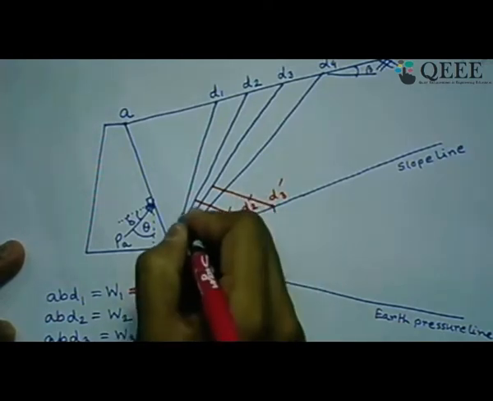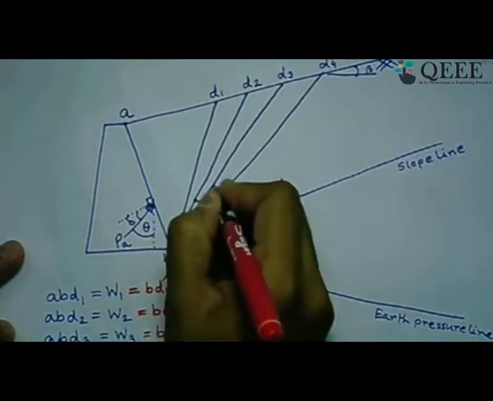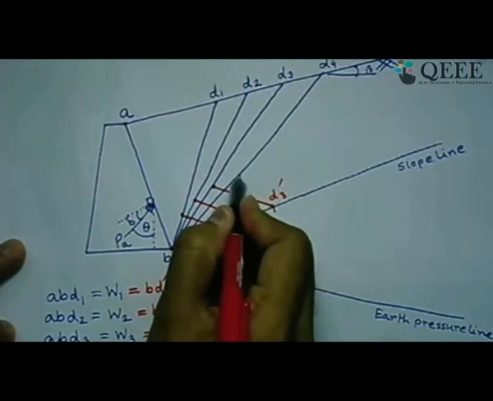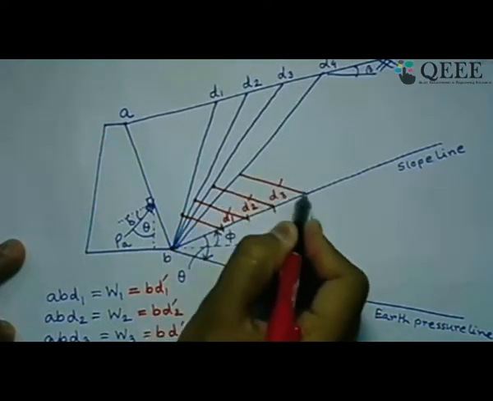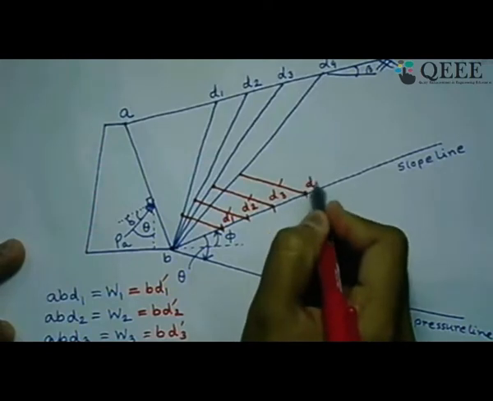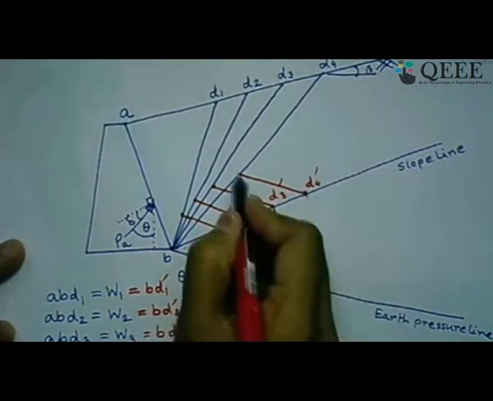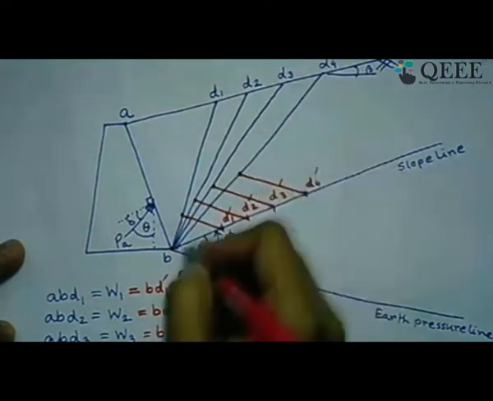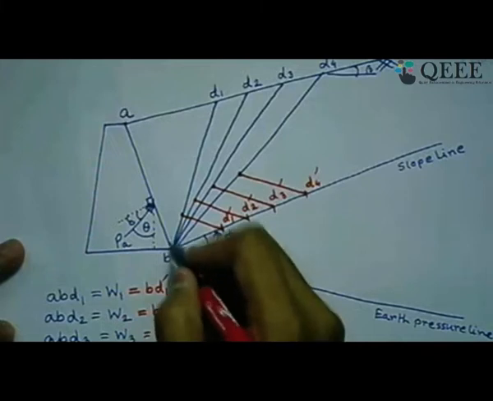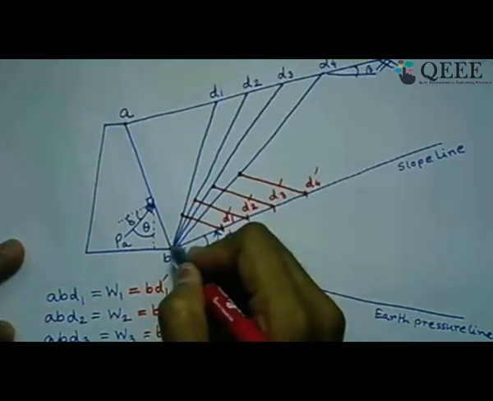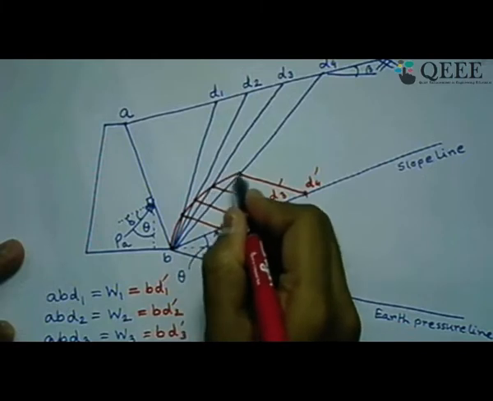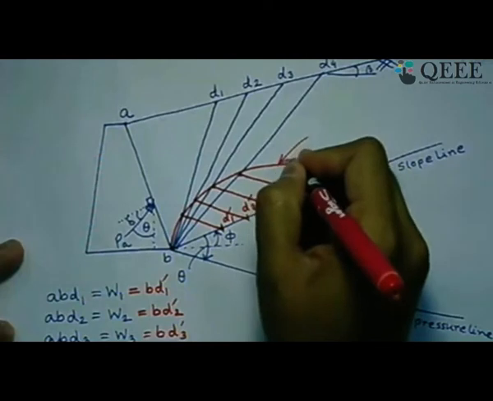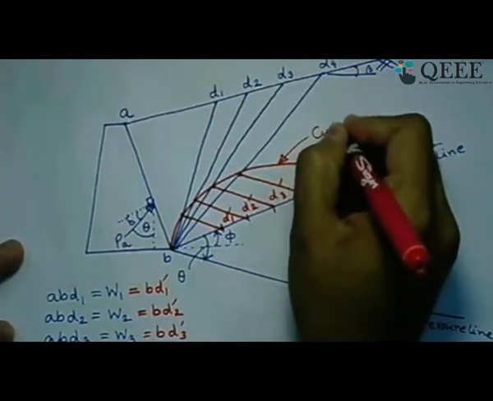Wherever they intersect their corresponding failure plane, similarly another line will be somewhere here. Let us say this is our D4 dash. So this is the next point. Like that we will get several points along all those failure planes. Now we should draw a smooth curve joining all these points. If we draw a smooth curve joining these points, this line is called the Culmann line.